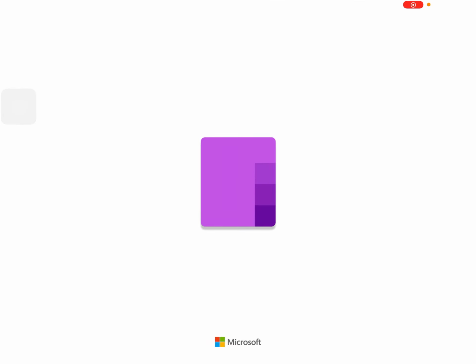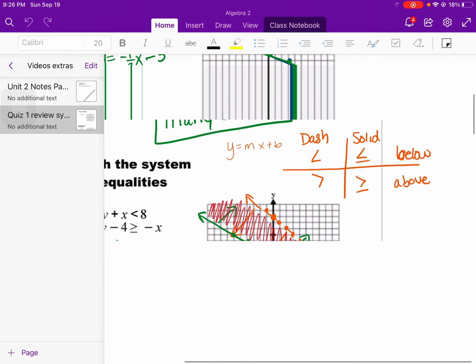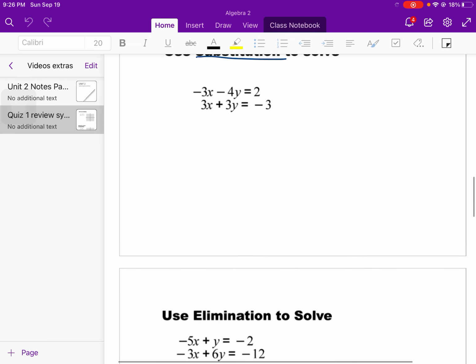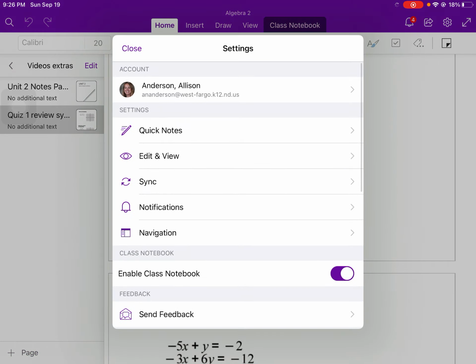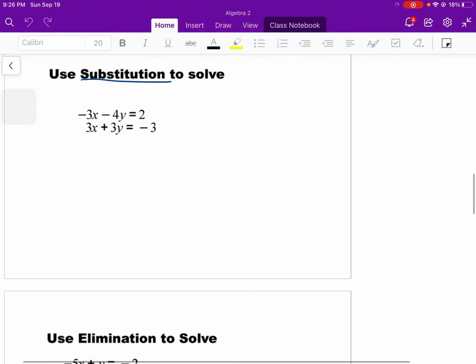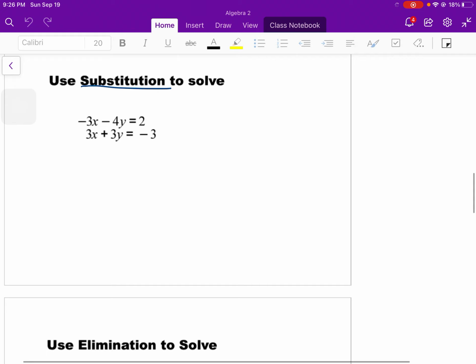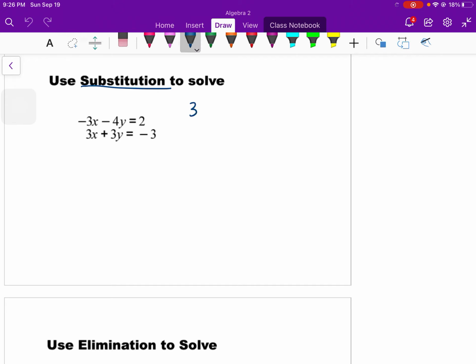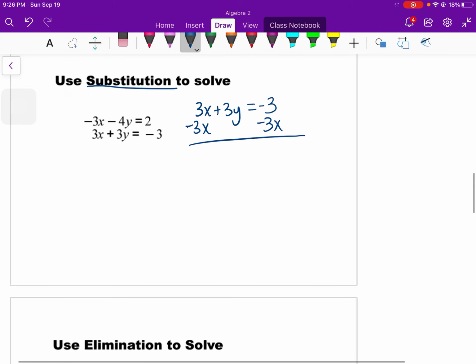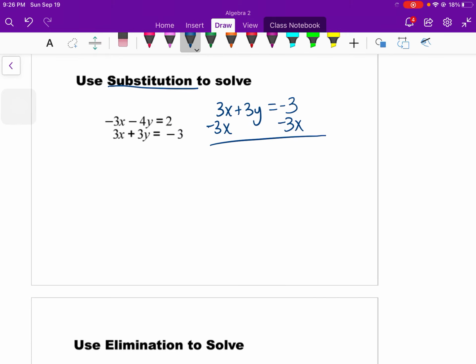So I'm going to start by solving one of my equations for x or y. And I think I'm going to pick the last one here. We have 3x plus 3y equals negative 3. I'm going to solve this for y. So I'm going to subtract 3x from both sides. I noticed that they all have 3's, so I thought it'd be an easy one to solve.